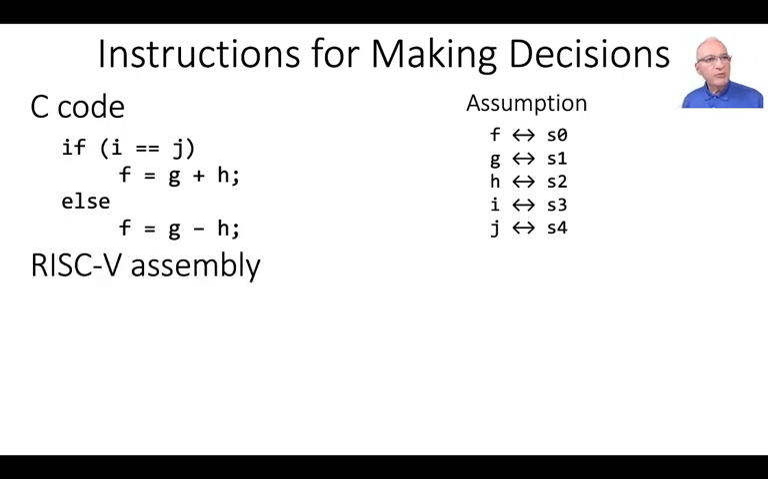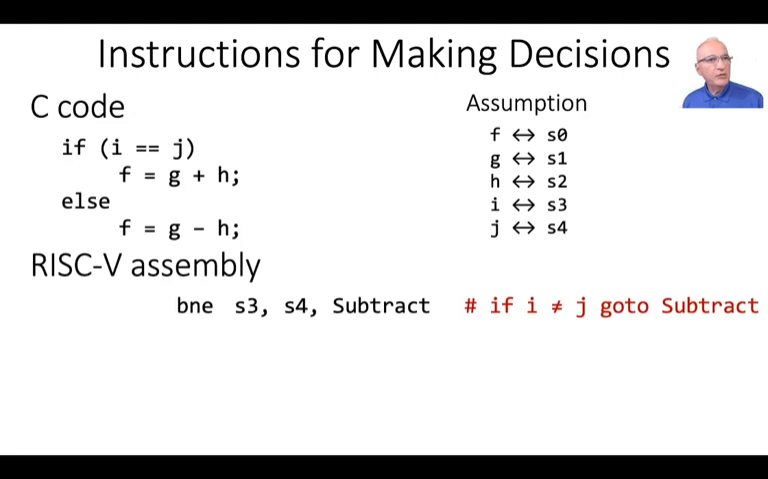The RISC-V assembly for this code will be something like this. I will have a branch not equal test. And the first thing to notice is that in the original C code, the test was an equality test. We are testing whether i was equal to j, while in the assembly code, we are testing whether i is not equal to j. The reason that we do that is that in assembly code, we are asking under which condition we need to jump to the place where we're going to compute the else of the code.